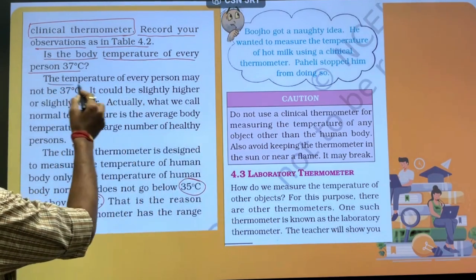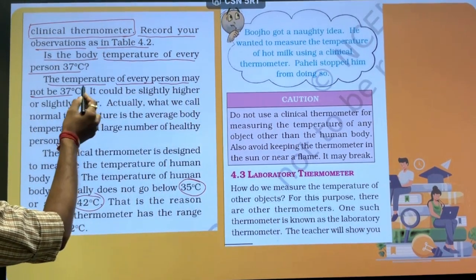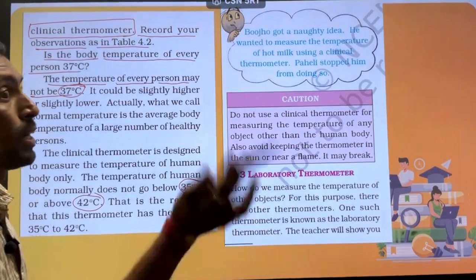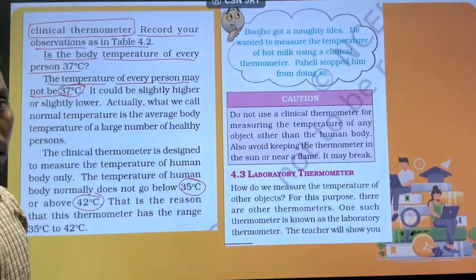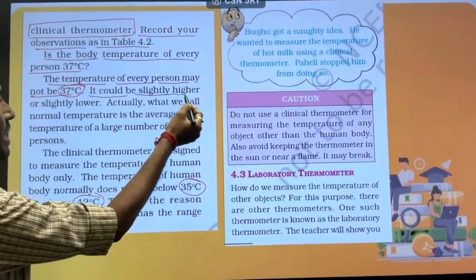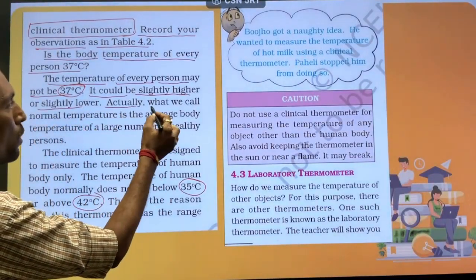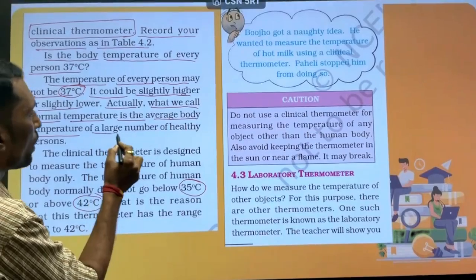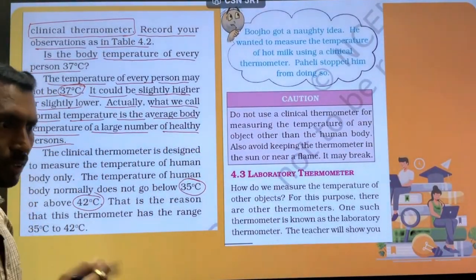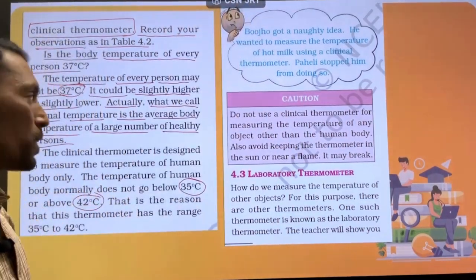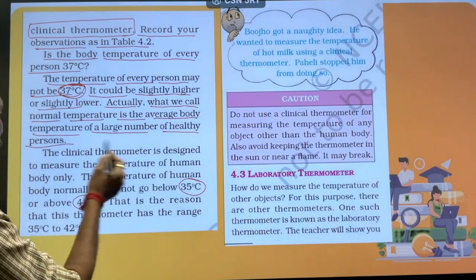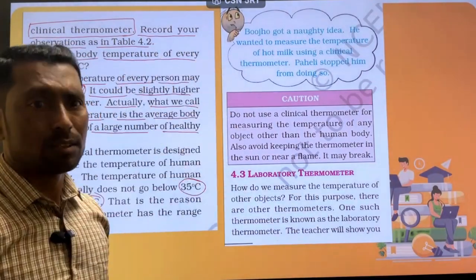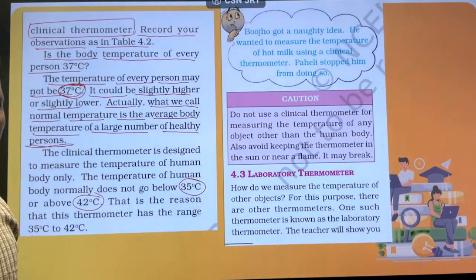The temperature of every person may not be 37 degrees Celsius. It can vary. It's not a constant, it's an average. The average temperature of a healthy person is called the body temperature or average body temperature. It could be slightly higher or slightly lower. What we call normal temperature is the average body temperature of a large number of healthy persons. This average temperature is 37 degrees Celsius for a healthy person only. It can be slightly lower or higher than 37 degrees Celsius also. Don't worry about that. Okay.